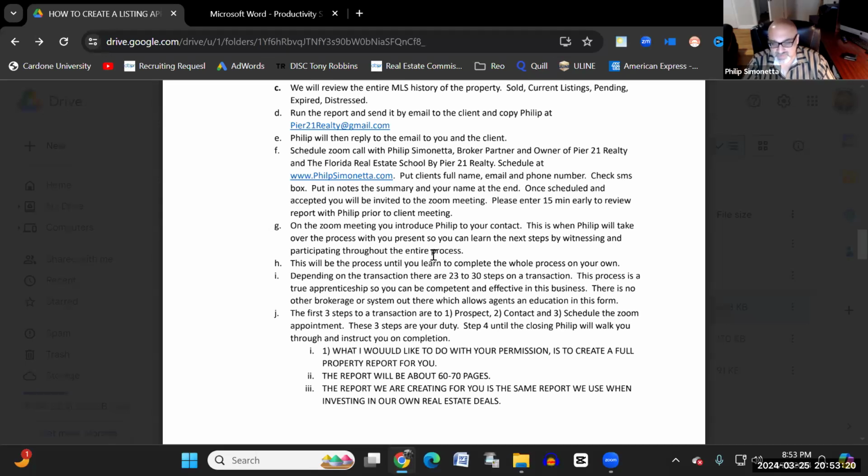Okay, this will be the process until you learn to complete the whole process on your own. Depending on the transaction, there's 23 to 30 steps. This process is a true apprenticeship so you can be competent and effective in this business. There is no other brokerage or system out there which gives agents education in this form.